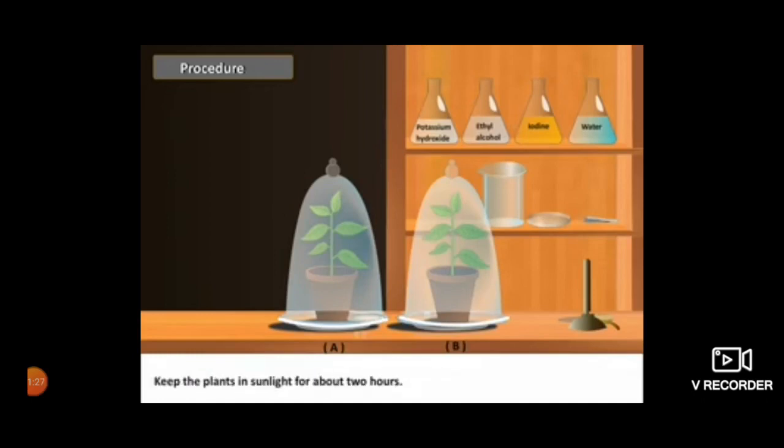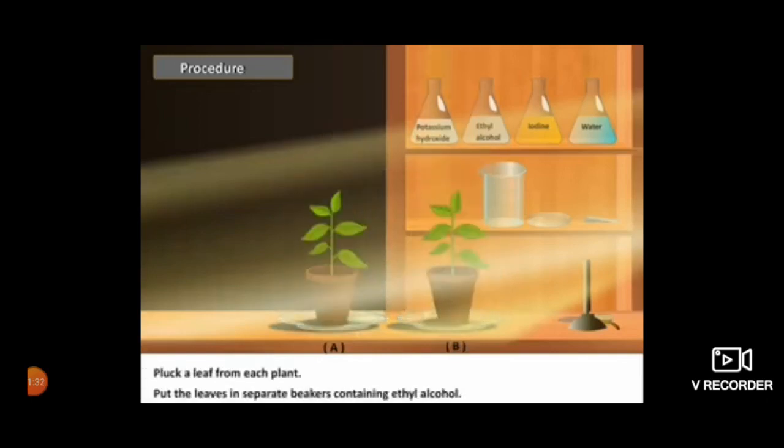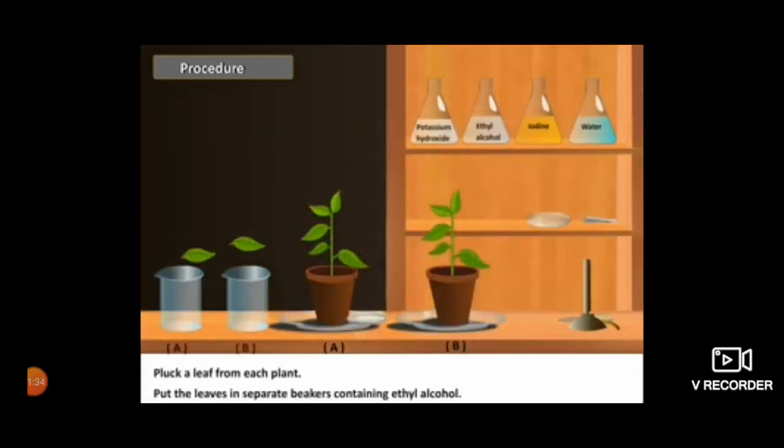Keep the plants in sunlight for about 2 hours. Pluck a leaf from each plant. Put the leaves in separate beakers containing ethyl alcohol.